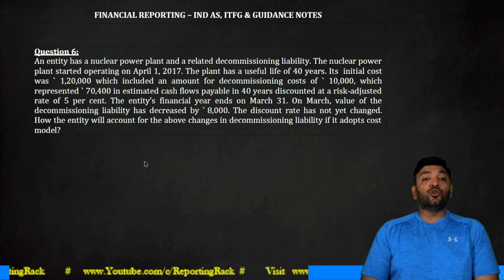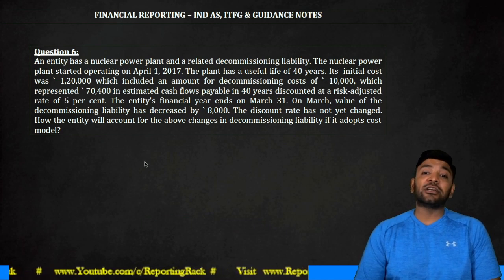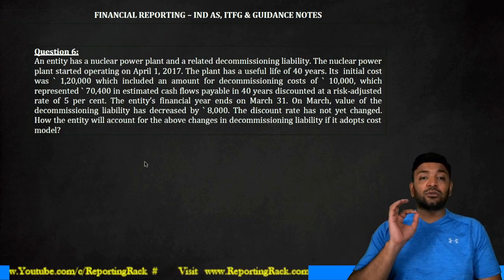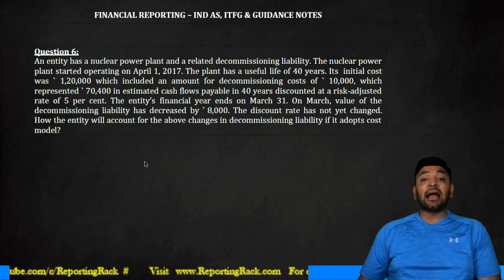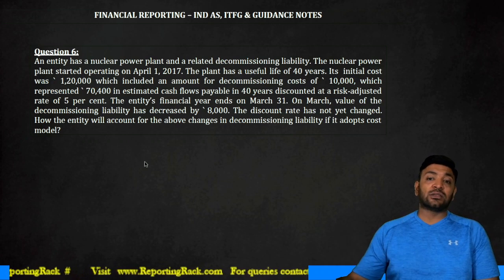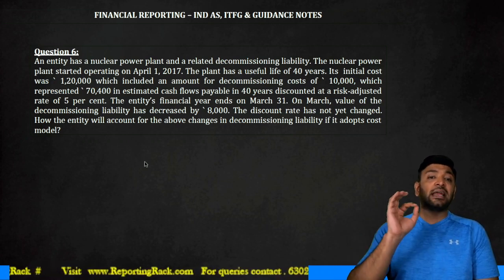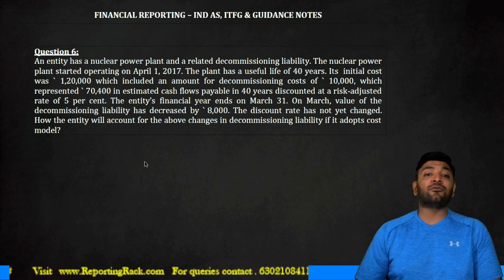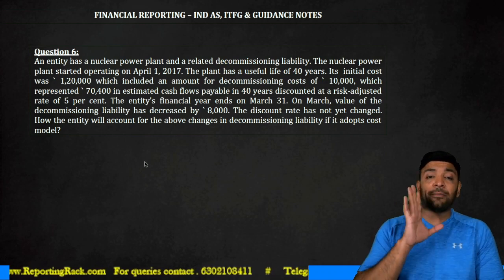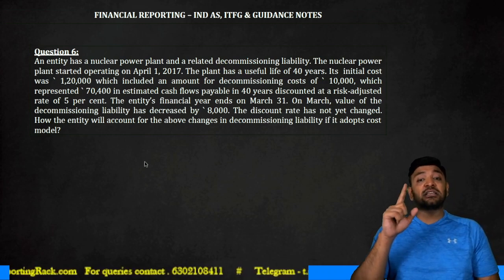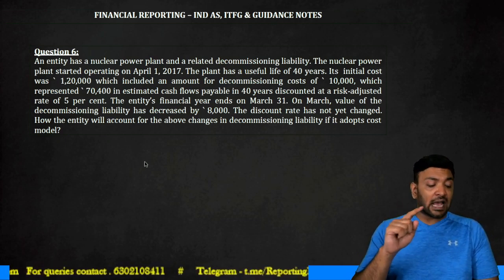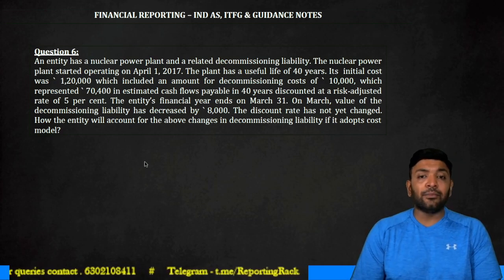An entity has a nuclear power plant and related decommissioning liability. The nuclear plant started operating on 1st April 2017. The plant had a useful life of 40 years. Its initial cost was 1,20,000, which includes a decommissioning cost of 10,000, which represented 70,400 in estimated cash flows payable in 40 years, discounted at a rate of 5%. So 70,400 is the decommissioning liability after 40 years, which when discounted at 5% to the present value has a value of 10,000. Clear?